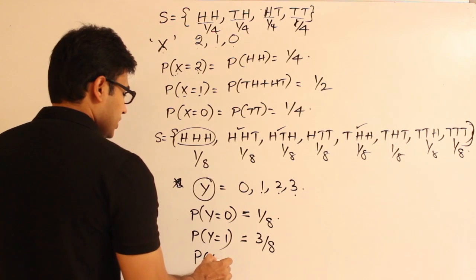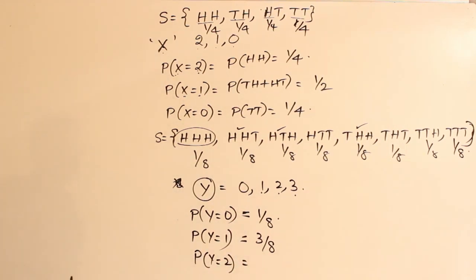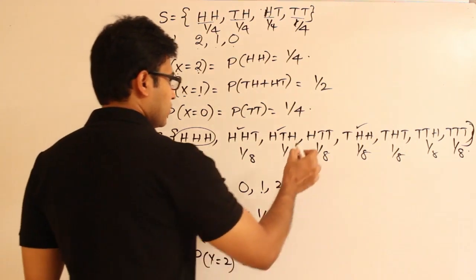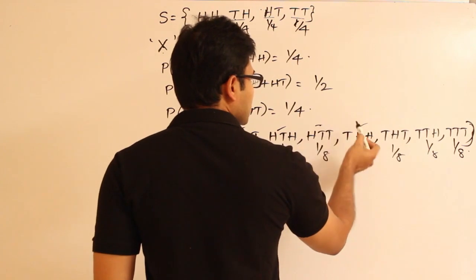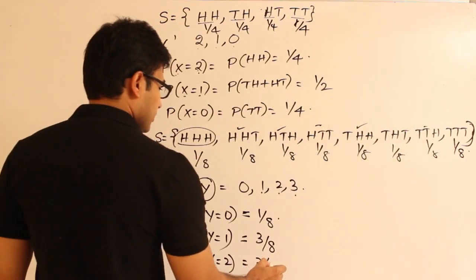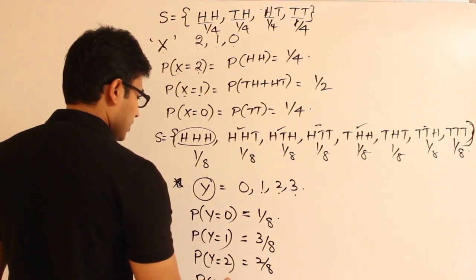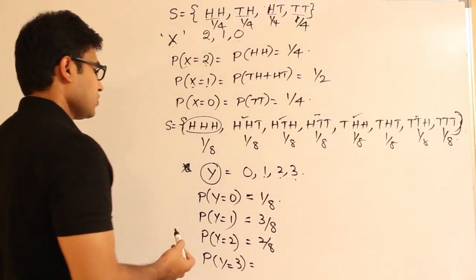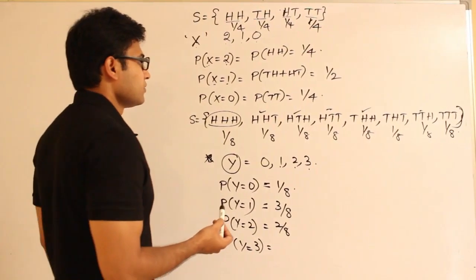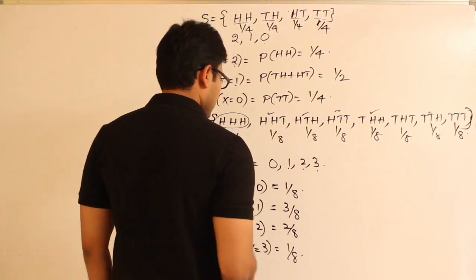What is the probability that it can take value 2? So value 2 is going to be 2 tails. So 1, this is 1 and this is 1. 2 by 8. What is the probability that we are going to get 3 tails? So 3 tails is going to be 1 by 8. Right? Did we miss out anything?